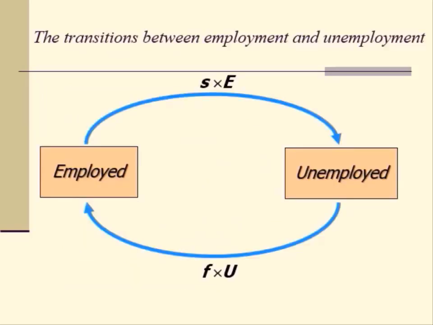This diagram depicts the transitions between employment and unemployment. In every period, a fraction S of the employed E lose their jobs. So S times E is the number of people losing jobs. Also, a fraction F of the unemployed U find jobs. So F times U is the number of people finding jobs. Therefore, the rates of job separation S and job finding F determine the rate of unemployment, U over L.